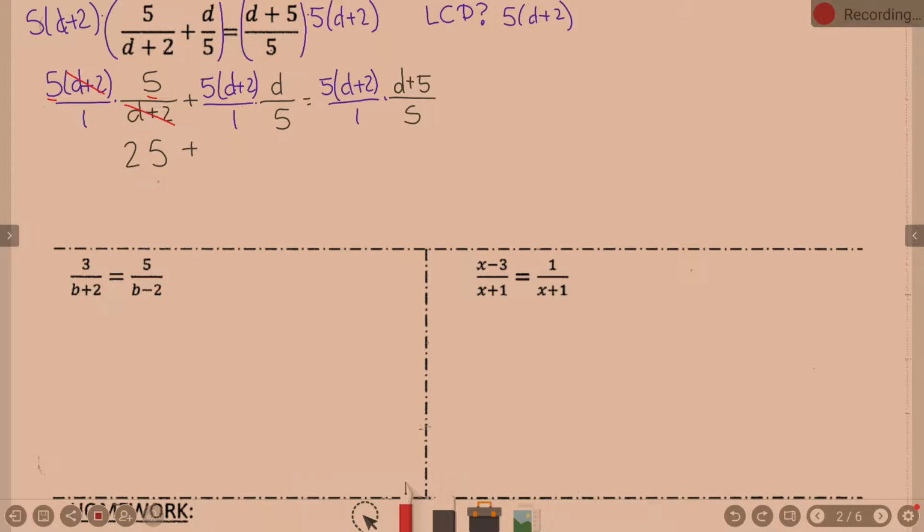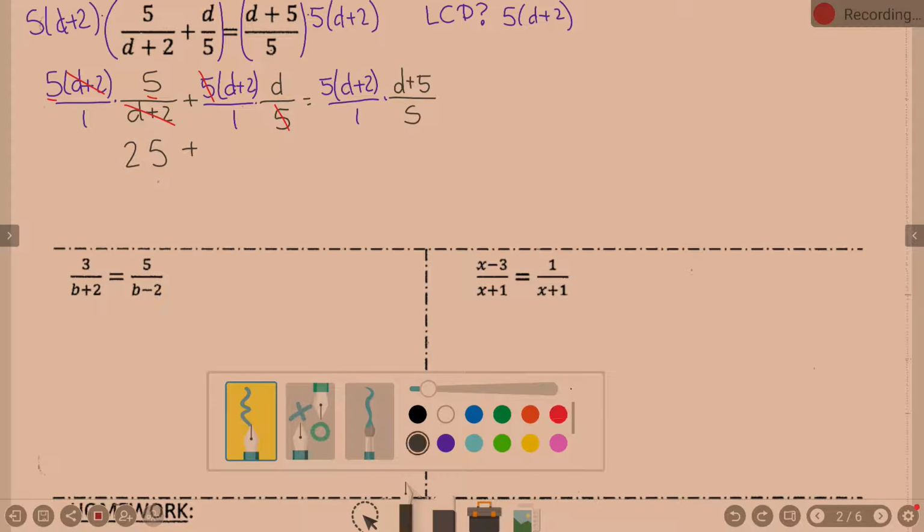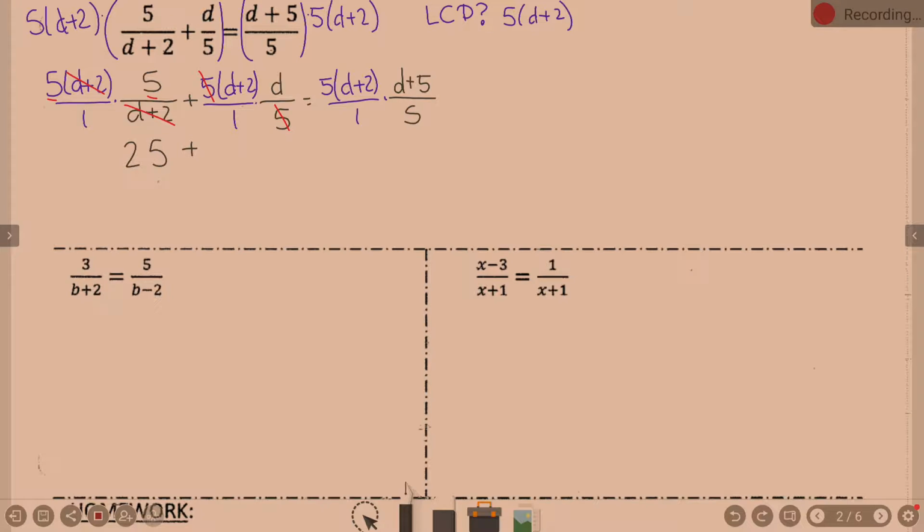Next part. 5d plus 2 times d over 5. What cancels? 5 on top cancels with 5 on bottom. Anything else cancel? No. So I'm going to switch the order. I'm left with a d and a d plus 2. I'll multiply that next step.